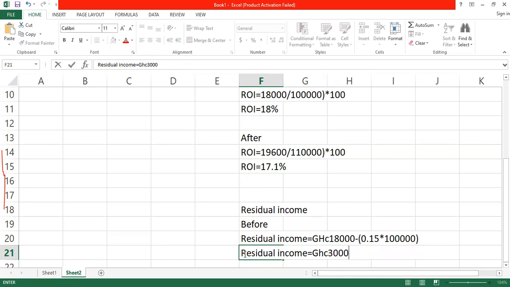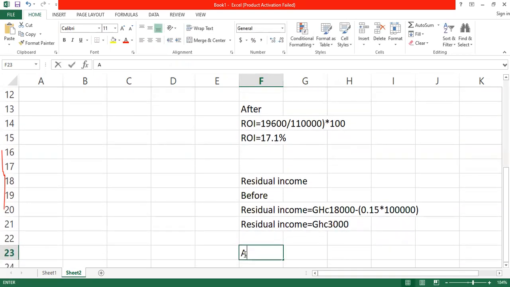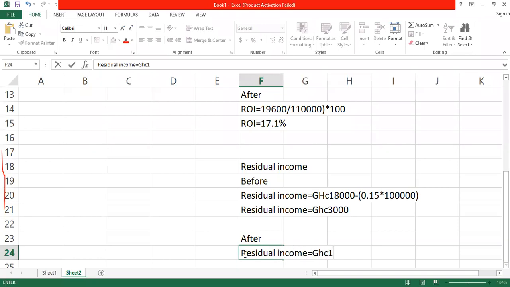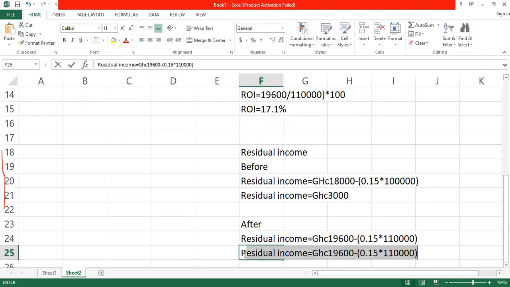Okay. Let's count to after. The after, our residual income will be the new profit now, which is 19,600, minus the cost of capital on the new investments, which is 0.15 times the 110,000. Am I correct? Yeah. Okay. That will give us how much?